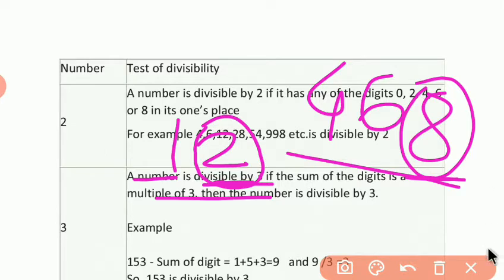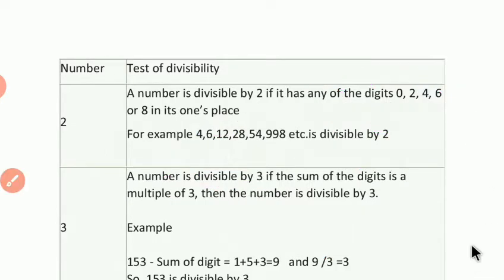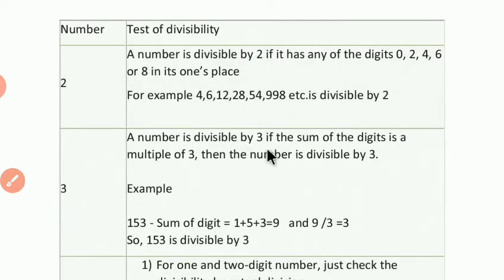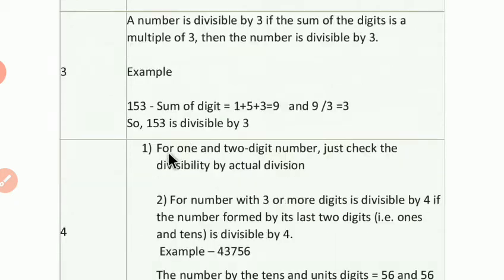It means you can directly say that 468, without division, is divisible by 2. Now we'll see the test for 3. A number is divisible by 3 if the sum of its digits is a multiple of 3. First we'll find the sum of the digits. If the sum of digits is divisible by 3, then we can say that the number is also divisible by 3. Let us see by one example.